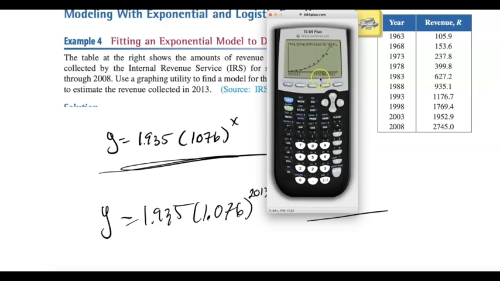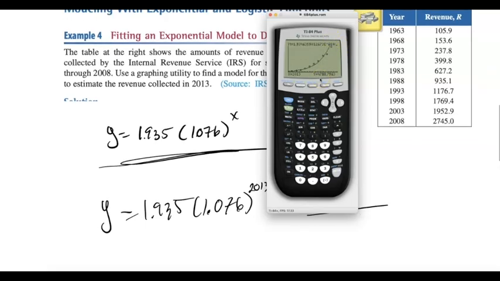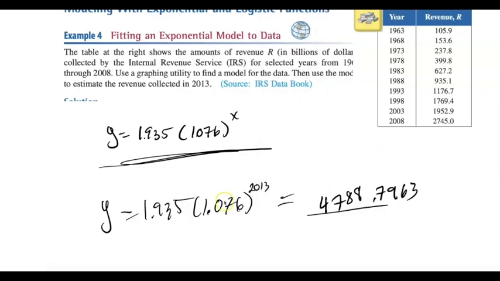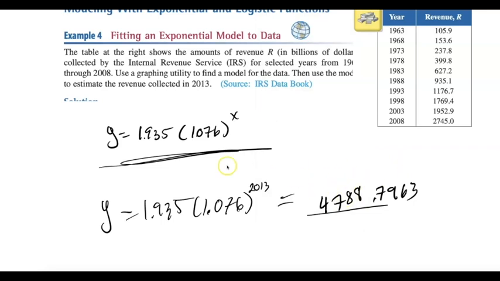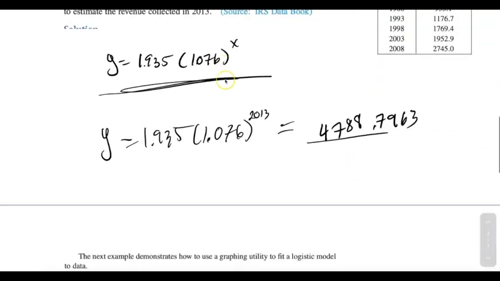It's way up there. It is 4788.7963. That's the other way to do it, your calculator. The other way is to use the graph itself. Just make sure it has enough X values. If it wants to go 2013, you gotta make sure your graph goes 2013. But that's the estimated amount of revenue collected in billions of dollars in 2013. Okay, one more, and then we're done.